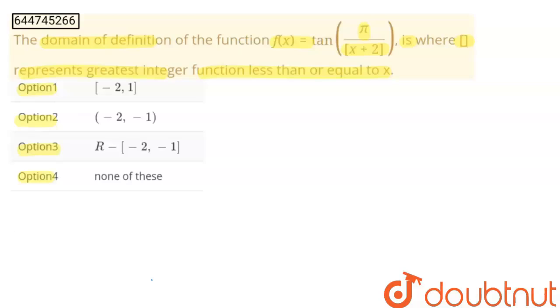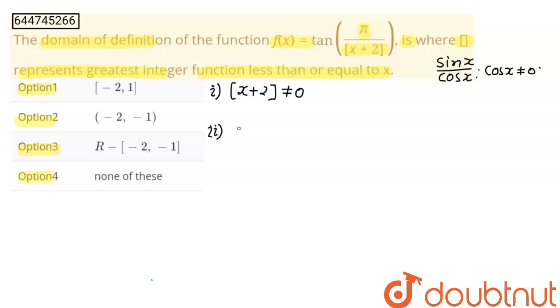Okay students, here there are two things that we observe. This value is in p upon q form, so the greatest integer [x] + 2 should not be equal to 0, the first thing. And the second thing in this question is, if we write tan x as sin x upon cos x, then cos x should not be equal to 0.